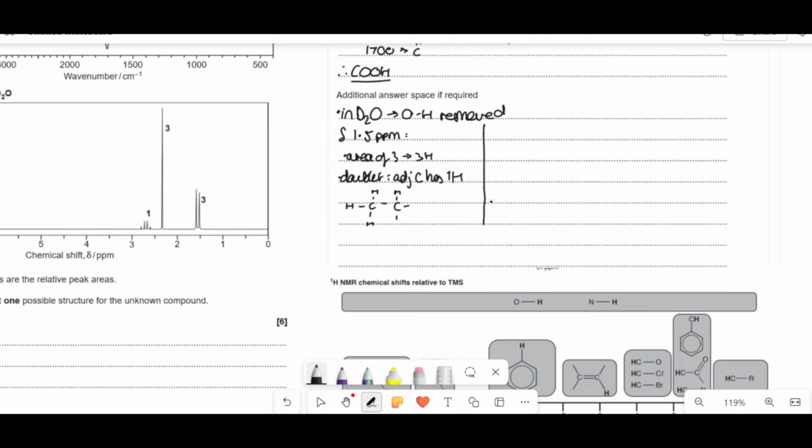That's our first one. The next peak is at about 2.3 ppm. Again, same strategy. Can you see I've not even looked at the sheet yet to figure out what it is? I'm just collecting what I need first. We know it's an area of 3, so there's 3 hydrogens, and we know it's a singlet. Fine. Now I'm going to go look at the data.